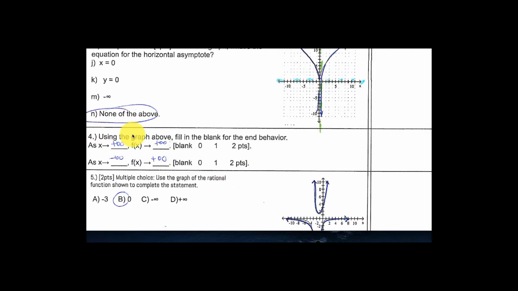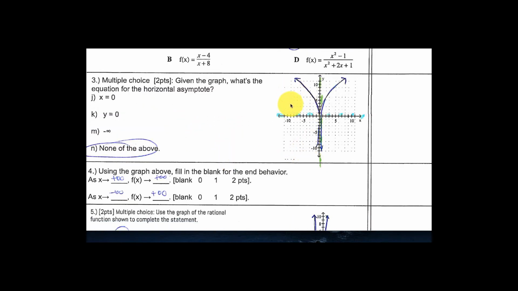Number 4, using the graph above, fill in the blank for the end behavior. So as x approaches positive infinity, that's over here. So as we go towards this direction, what is the graph doing? It is going up. We're not sure how far up, so the answer is positive infinity. As x approaches negative infinity, that's going towards the left. What's happening to the graph?